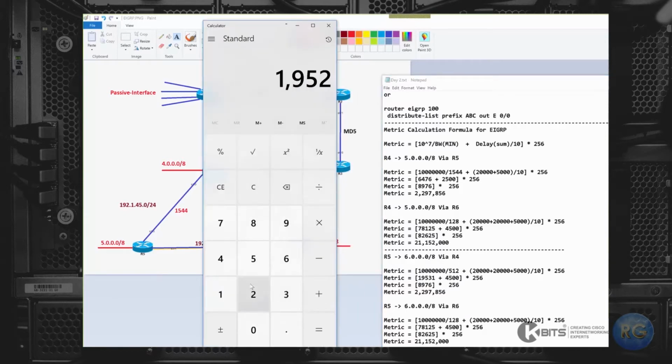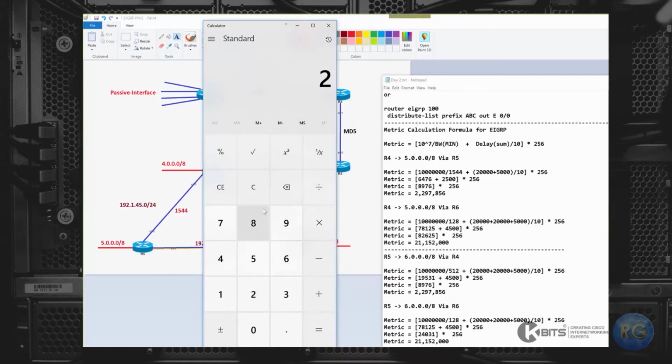So I need to do 19,531 plus 4,500, which is 24,031, times 256. Did I get it right?